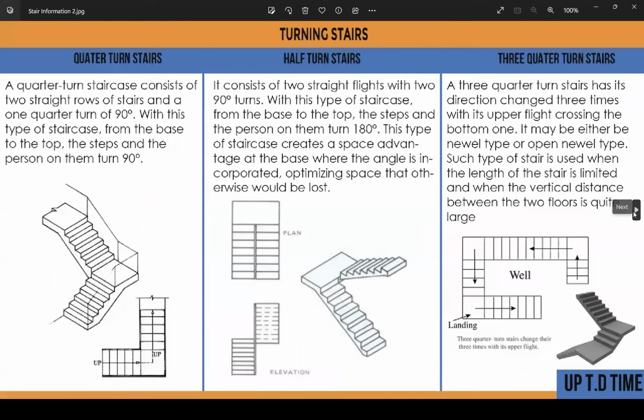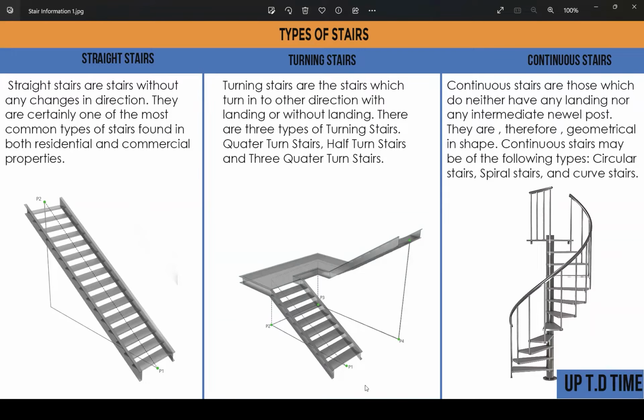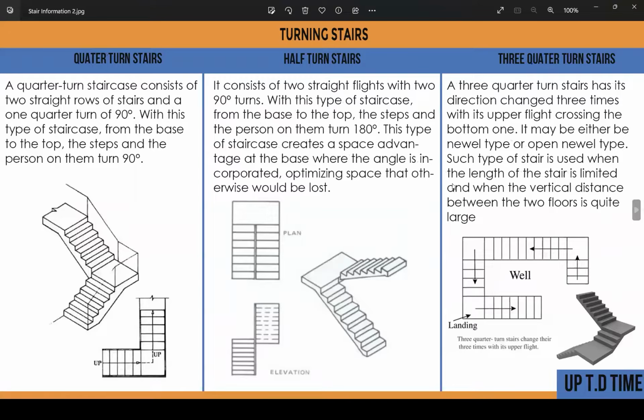After this, let's move on now. Remember just now I mentioned that turning stairs have three types: a quarter turning stairs, a half turning stairs, and three-quarter turning stairs. So let's have a look at these three types now, which all come under the general type of turning stairs. Here they are. So what is a quarter turn stairs?